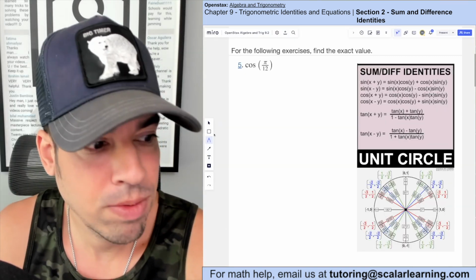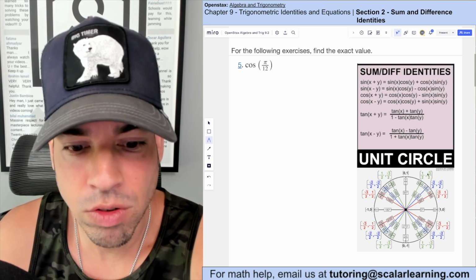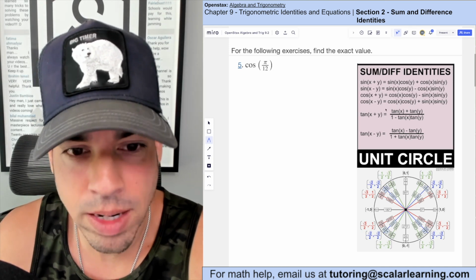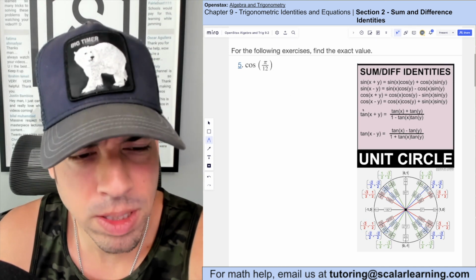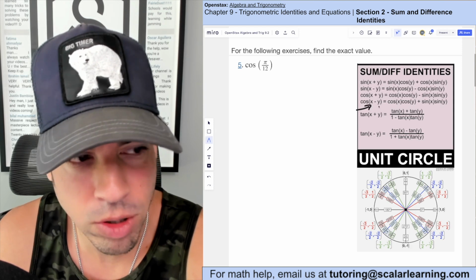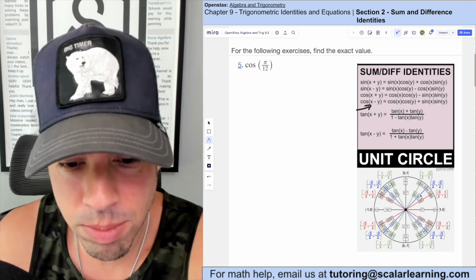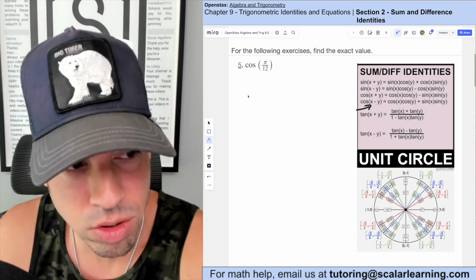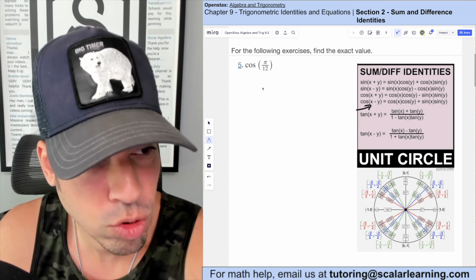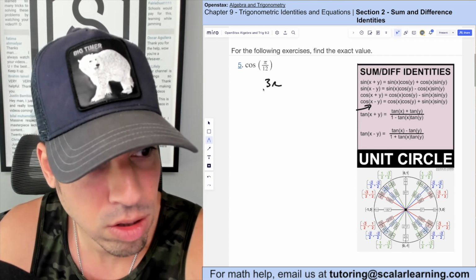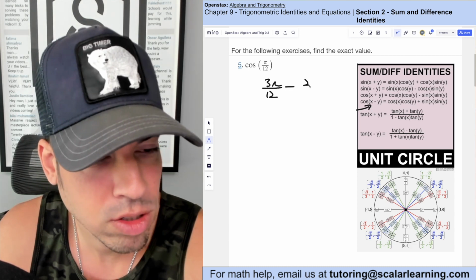So for this one, I'm asked to find the exact value of cosine of pi 12ths, but that's not on the unit circle, right? So what I'm going to have to do is I'm probably going to have to use the difference formula for cosine because pi 12ths is going to be smaller than anything on here. But the good news is that pi 12ths is the same as 3 pi 12ths minus 2 pi 12ths.